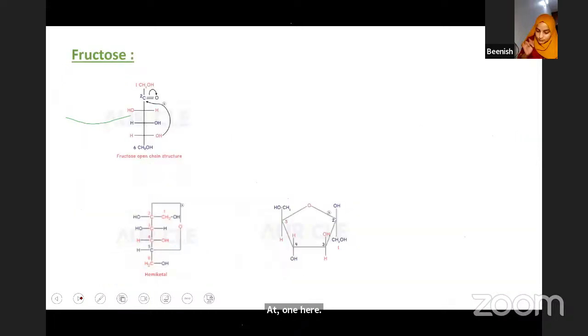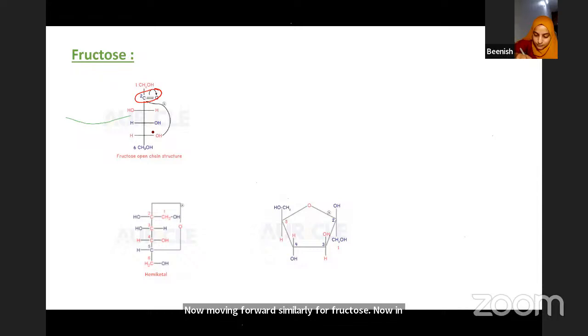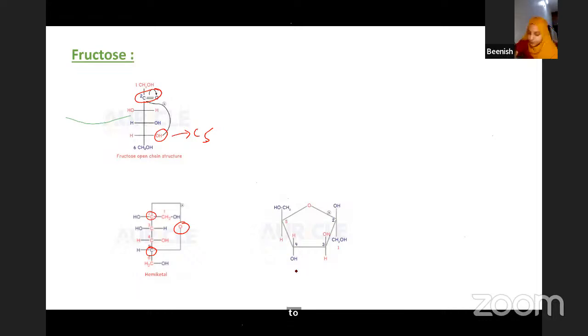Now moving forward, similarly for fructose. Now in fructose, what is happening? You can see this ketone group, and this is the hydroxyl of carbon 5. Now the oxygen is shared between carbon 2 and carbon 5, and the hydroxyl is transferred to carbon 2. Now what is formed? A furanose is formed. This is a furanose.